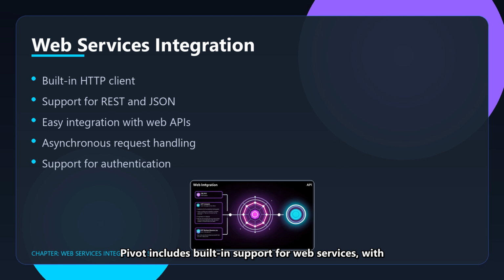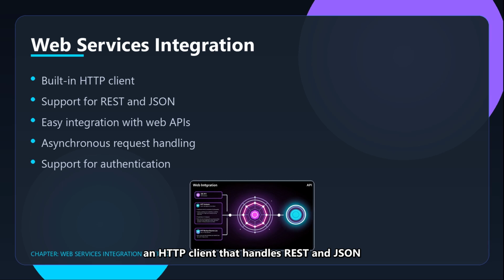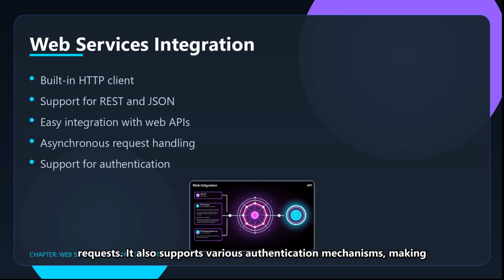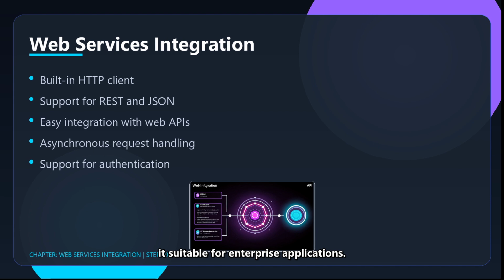Pivot includes built-in support for web services, with an HTTP client that handles REST and JSON out of the box. This makes it easy to integrate with web APIs and handle asynchronous requests. It also supports various authentication mechanisms, making it suitable for enterprise applications.